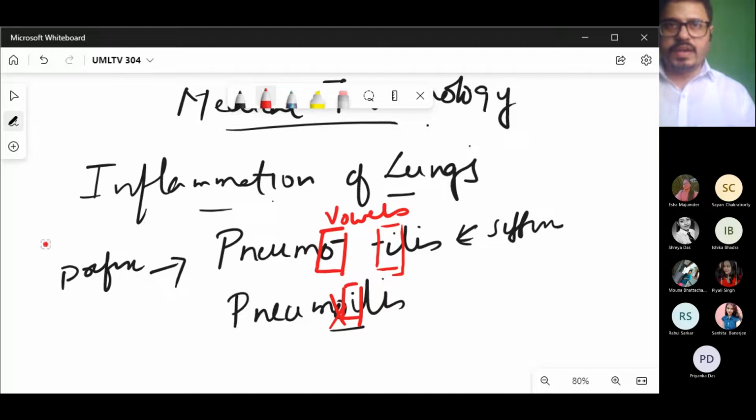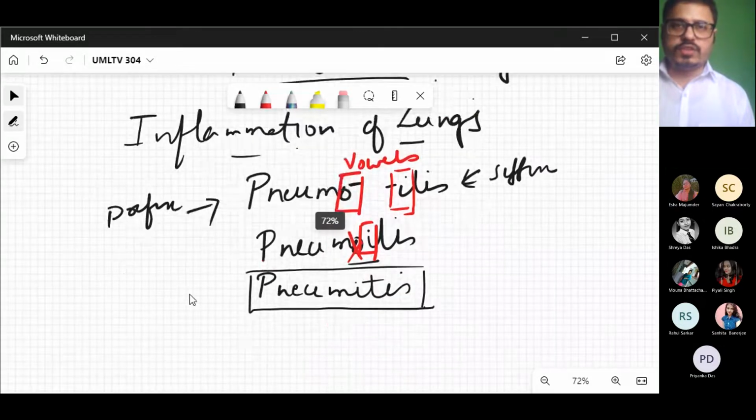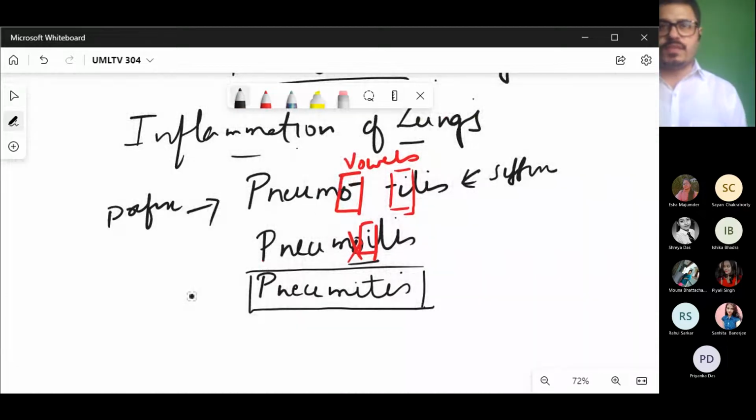If I try to make it that way, the term becomes something like pneumitis. So with removal of the O, keeping the I of itis, I am now getting this particular term, the one that I've written at the bottom. Logically, if we follow the logic, this should be the correct one. But in reality, this is an exception and we don't use this term. Rather, we introduce another alphabet that might sound quite strange.